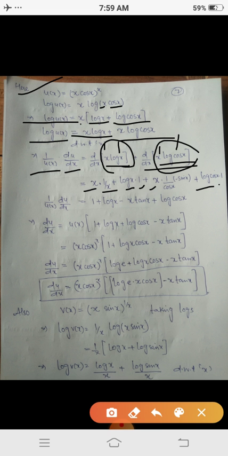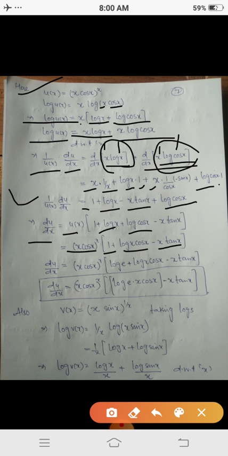So simply by this multiplication and division, we get 1 upon u of x into du by dx equals: x cancels, it is 1. Log x into 1 is log x. Minus sine upon cos is minus tan, that is minus x tan x, and log cos x, which implies du by dx is u of x into 1 plus log x plus log cos x minus x tan x. U of x is here x cos x raised to power x. Now here log m plus log n is log mn, that is log x cos x minus x tan x.